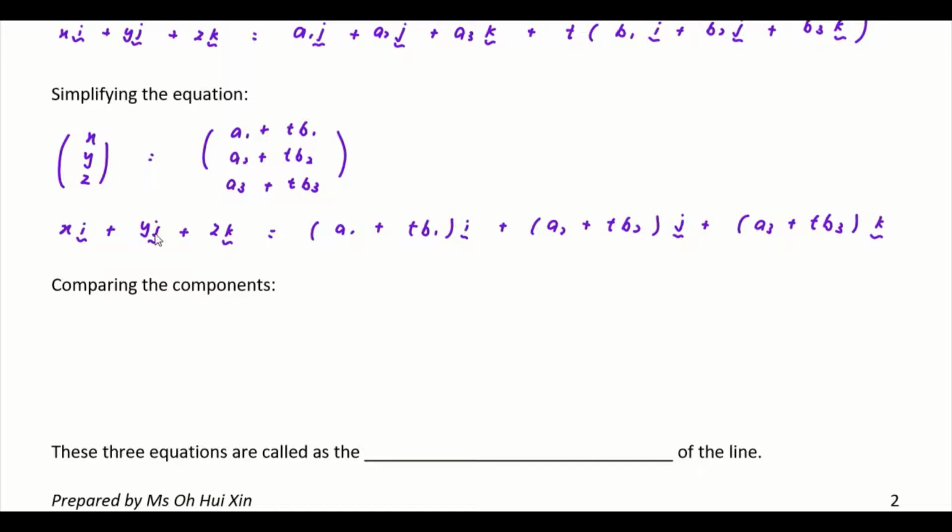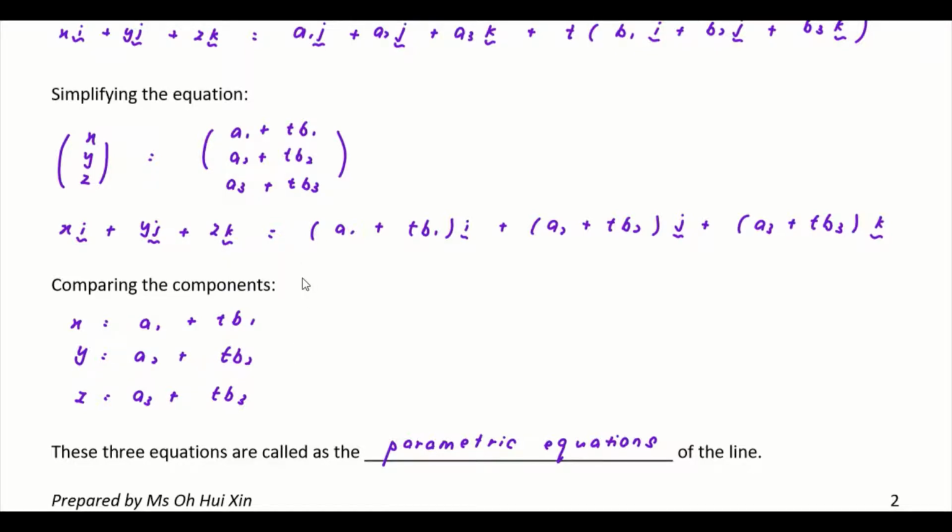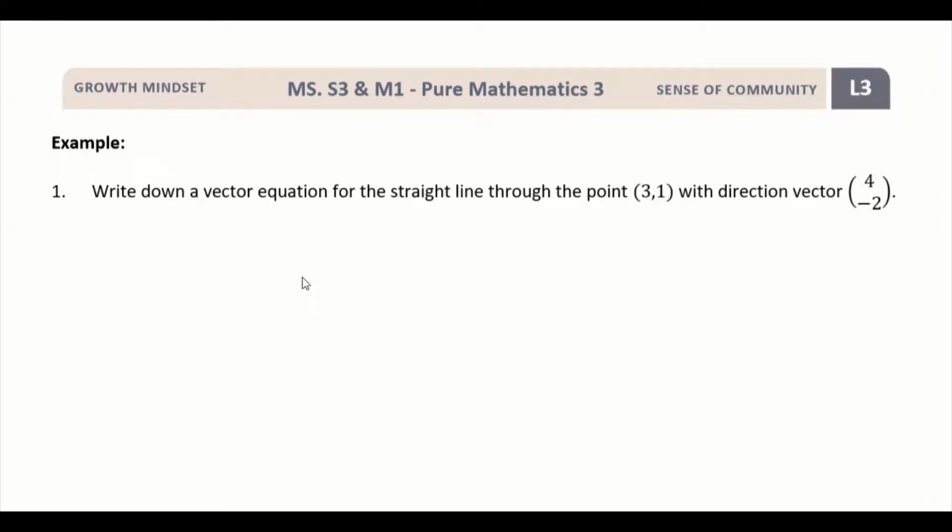When we compare the components, i and i, j and j, k and k, or in terms of the column vector, we'll be able to get three equations. So x equals a1 plus tb1, y equals a2 plus tb2, and z equals a3 plus tb3. This set of equations is called the parametric equation of the line. The more important thing is still how you create a vector equation. After you are able to create the vector equation, you should be able to create the parametric equation as well. Now let us look at a few examples.